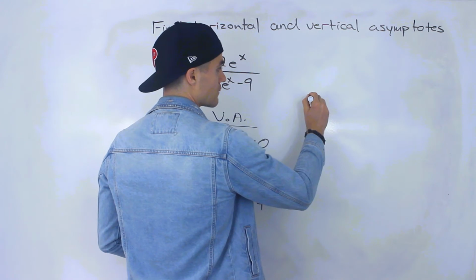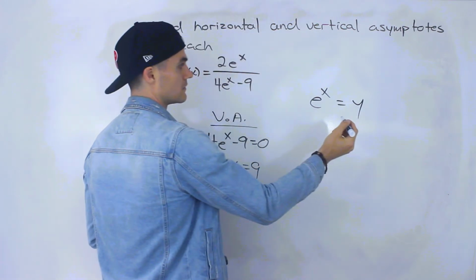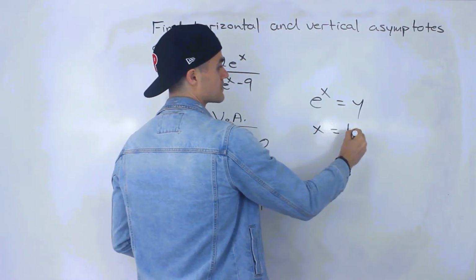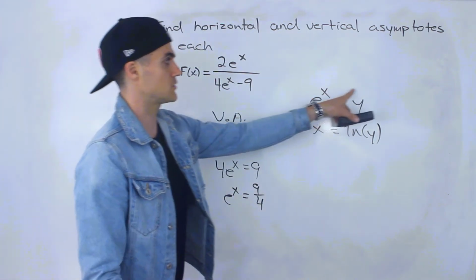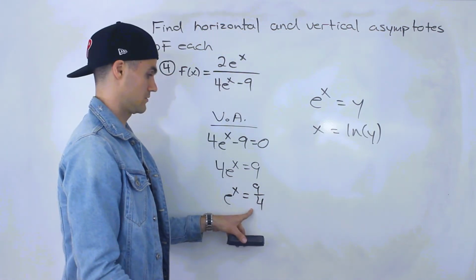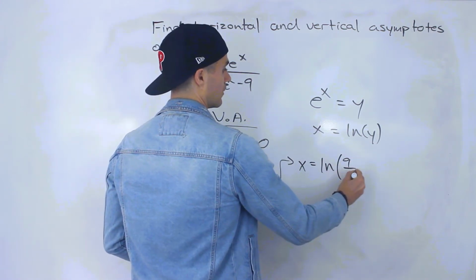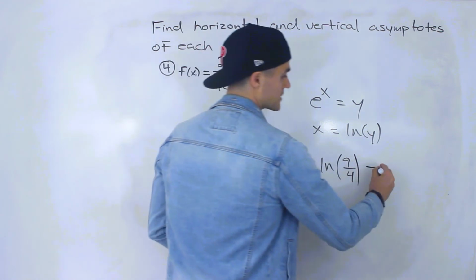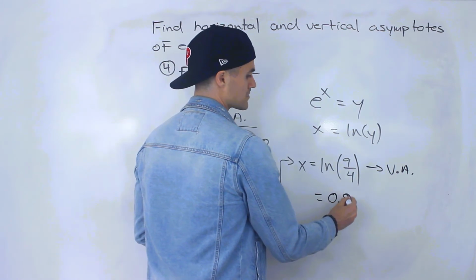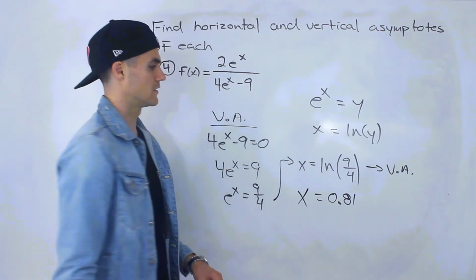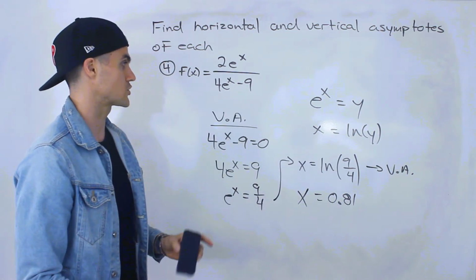And remember, whenever you have e to the x equals, let's say y, and we want to isolate for the x, we just ln both sides. So if we apply that here, we got e to the x equals y, but instead of y, we have this number 9 over 4. X equals ln of 9 over 4. So that is where the vertical asymptote is going to happen as an exact value, and if you plug that into your calculator, you get approximately 0.81. So at that x value, that's where a vertical asymptote is happening for this function.